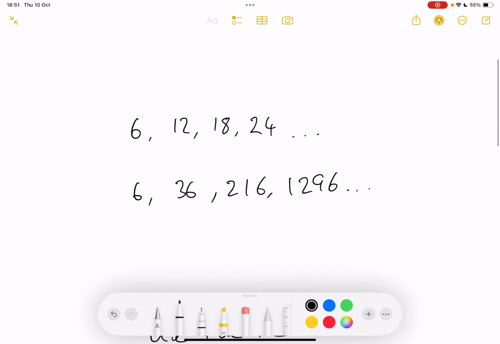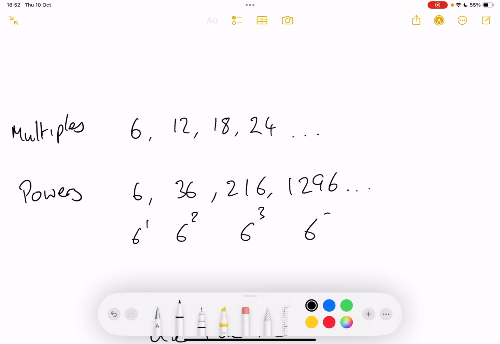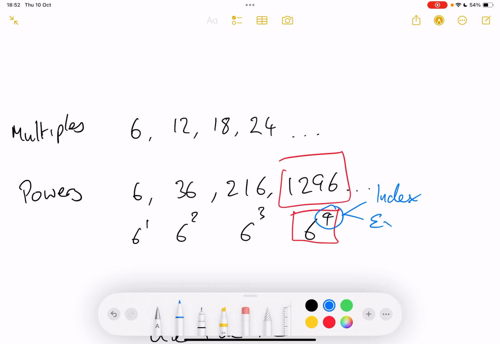So down here, for example, these are the multiples of 6. These are the powers of 6. And so we've got the first power of 6, the second power, the third power, the fourth power. So this whole number is the fourth power of 6. It can be represented like this. This is also the fourth power of 6. So this little 4, that is not a power. That is either an index or an exponent.